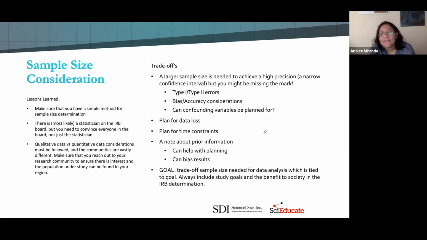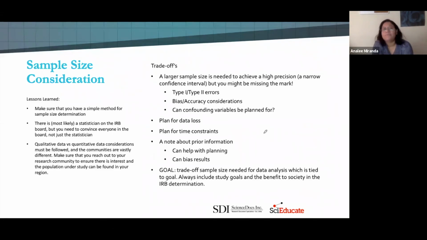Remember that this trade-off for sample size seems to be something that's underlying. Aside from the timeline, sample size seems to be one of the biggest things that we're trading off here. At least that's what I found. So some of the lessons that I learned was to make sure that you have a simple method for the sample size determination, to boil it down into something like I was able to do. There's most likely somebody that can help you in the IRB board, but if not, you're just going to have to find somebody outside of the IRB. And remember that there is a difference between qualitative data and quantitative data research.